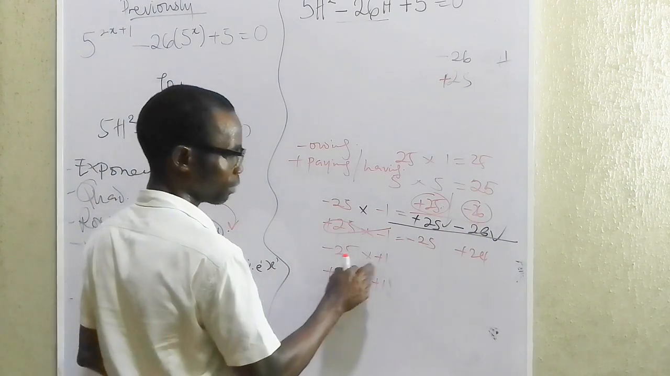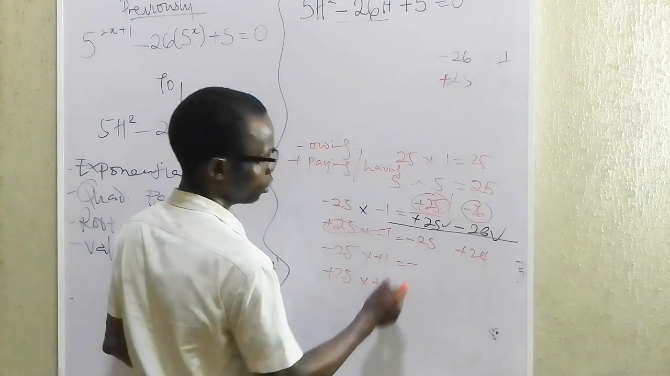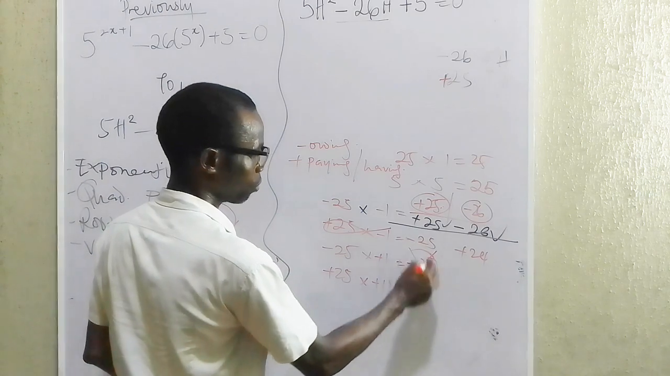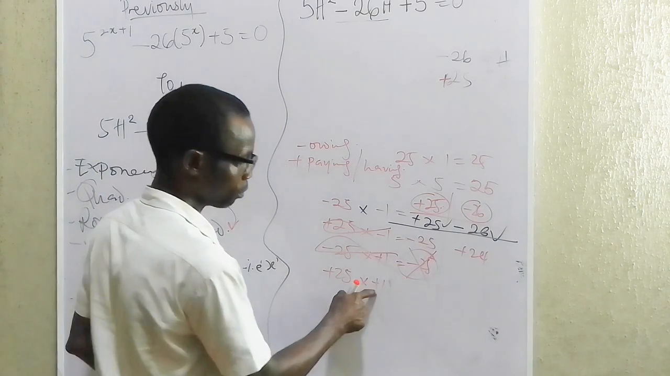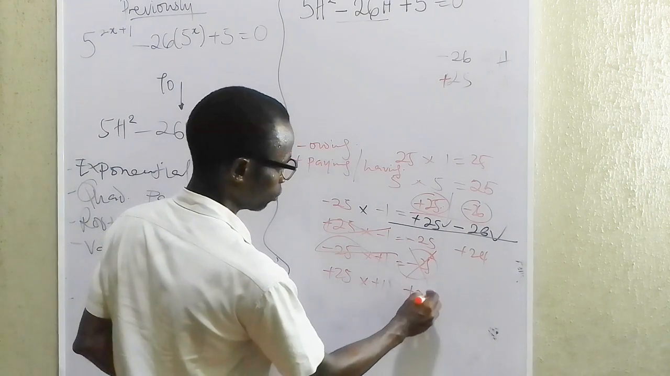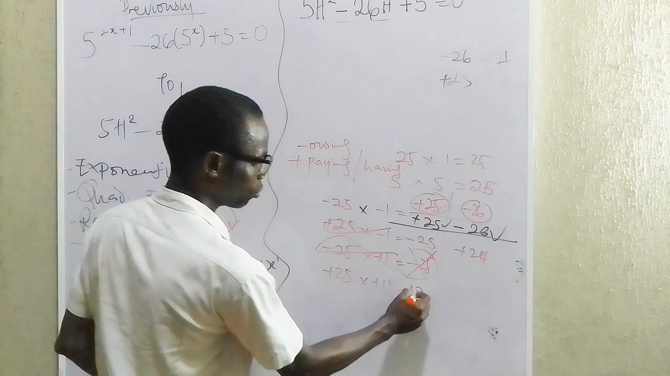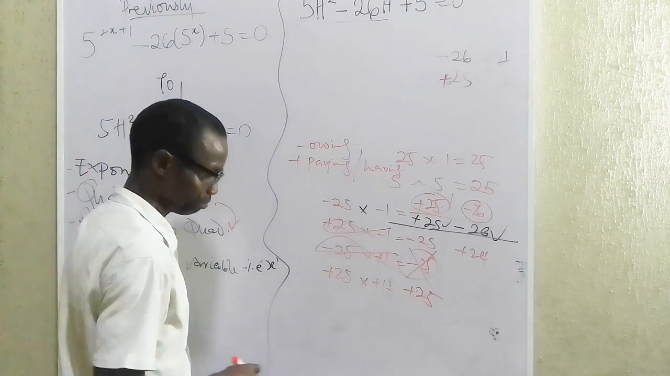And then minus times plus is going to give us minus. Already it's not minus 25. It's not going to work. So this one won't work. And then plus times plus will give us plus. Okay? Plus 25 times 1 will give us 25. Now this looks like it's going to work, but let's see the addition.